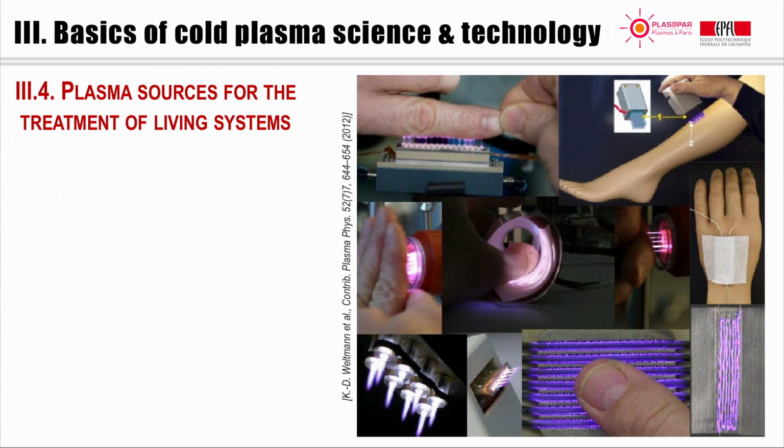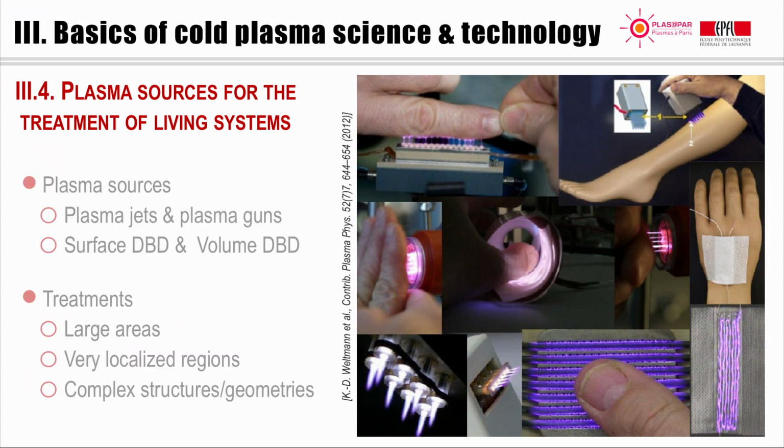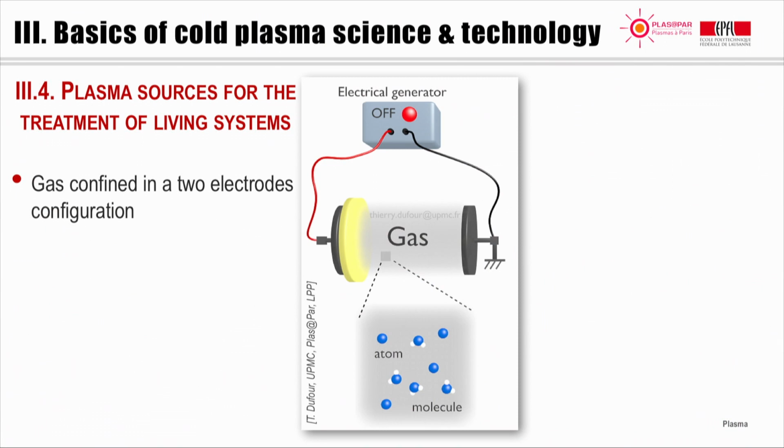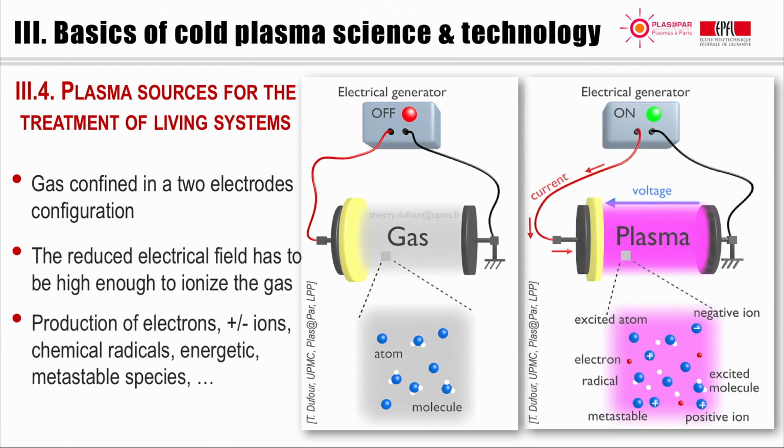Now let's talk about the plasma sources for the treatment of living systems. Plasma jets, surface DBD, and volume DBD have already been employed for the treatment of large areas, or on the contrary, of very localized regions, and even for the treatment of complex structures and geometries. Usually, a cold atmospheric plasma is generated by mediating a gas between two electrodes. One of the electrodes is connected to the electrical generator while the other is grounded. The resulting voltage applied along the interelectrode distance allows the generation of an electric field which, if it is strong enough, can ionize the gas, thus giving rise to a plasma.